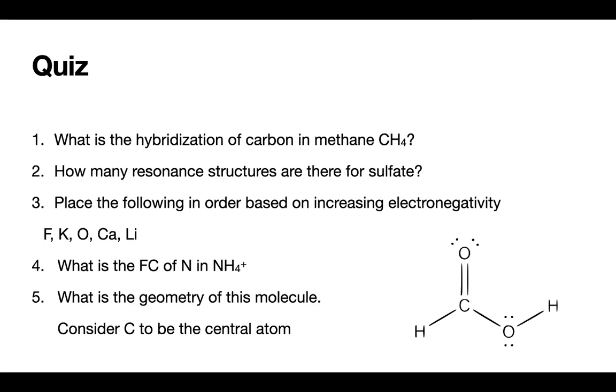So, how many electron densities do we have? 3. So we got this one and this one. How many lone pairs? 0. And then using that information, we just refer back to our chart. Trigonal planar. That is correct.